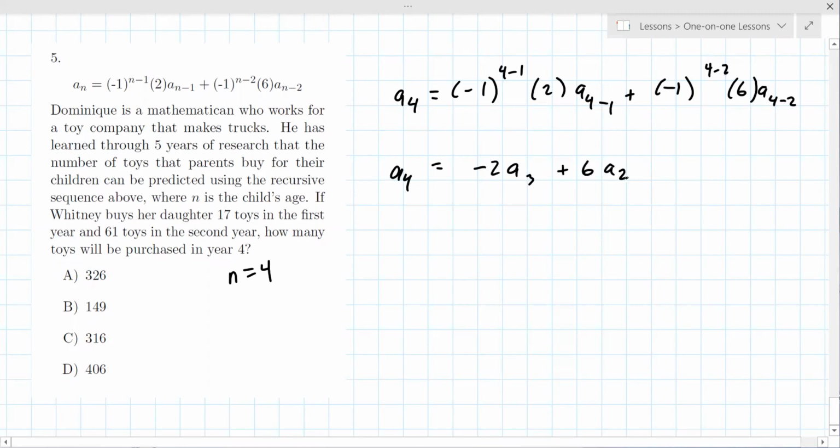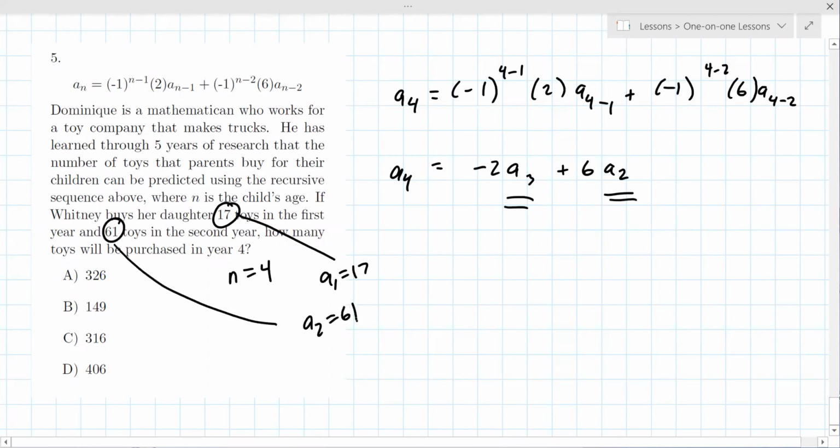Okay, so if we had year 2 and year 3, we could do this problem, right? Mm-hmm. But they give you 17 toys in the first year. That means that a sub 1 equals 17, and 61 toys in the second year, a sub 2 equals 61. Is that the information we want?